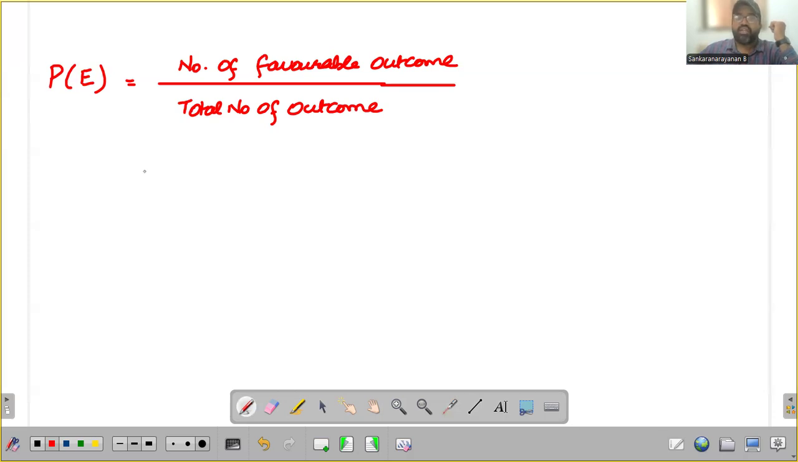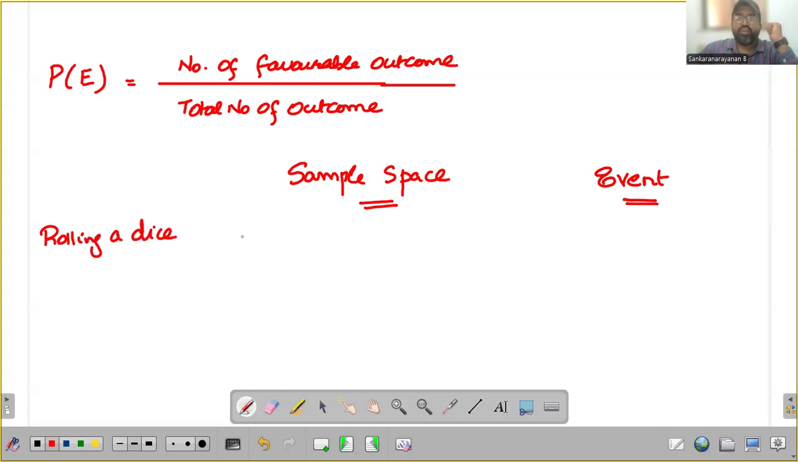Let us quickly try to understand some words like sample space, and then another important word, that is event. The moment you are able to connect these two, the discussion on probability becomes a simple task. Consider the example that you are rolling a dice. The set of all possible outcomes: you may see a 1 or a 2 or a 3 or a 4 or a 5 or a 6. These are the possible outcomes when you are rolling a dice.